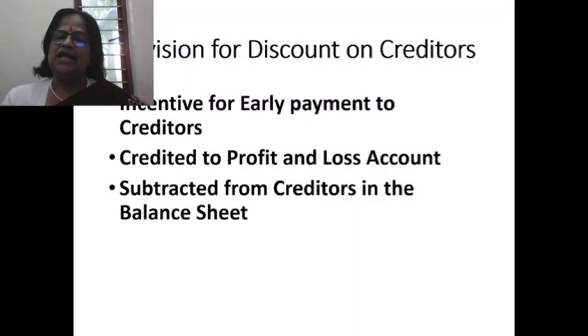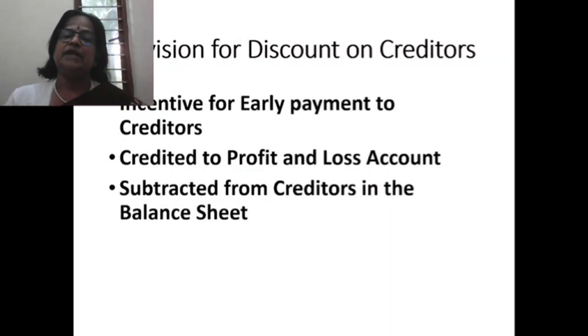Now the second adjustment I am going to explain in this module is provision for discount on creditors. If we are selling items on credit, similarly when we are purchasing, we will also be buying on credit. So if we, as a business firm, are making early payment, we are eligible to get some discount from our creditors. So that is an income for the firm.